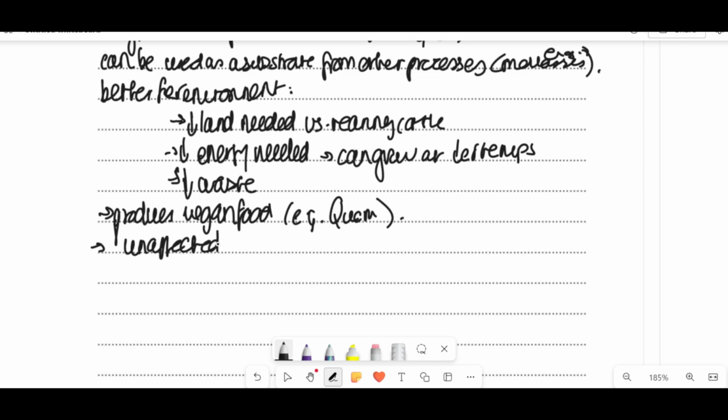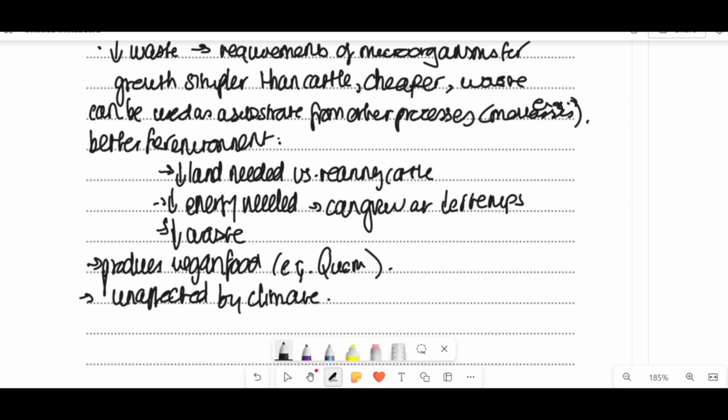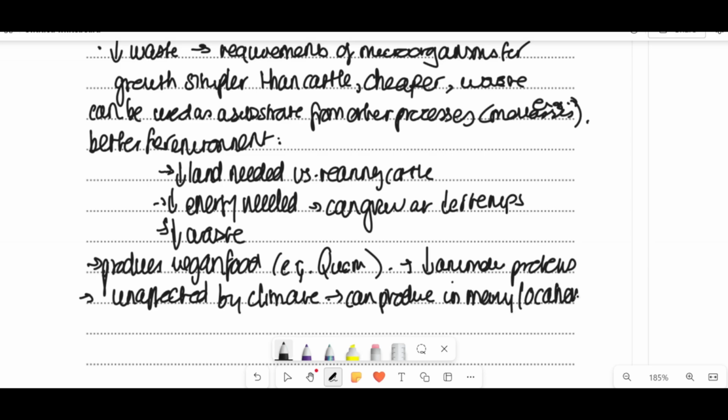So it means that it's unaffected by climate, for example. Rather than growing crops, you can get the materials from just running a big fermenter. So it's unaffected by climate. I've also forgotten to write the explanations. So it produces vegan food. Why? Because there are fewer animal proteins derived as well. And in terms of being unaffected by climate, why is that an advantage? It means you can produce in many locations, so you're not dependent on waiting for a specific season to have enough food.